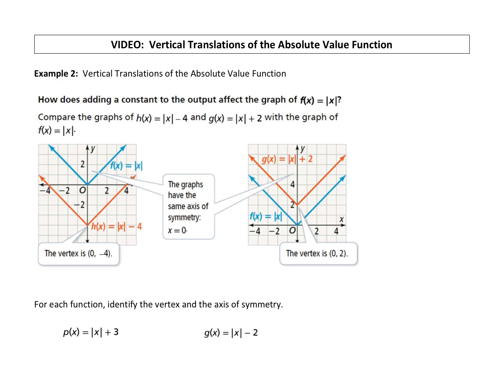All right, moving on, our next video, we're going to look at vertical translations of the absolute value function. And the question: how does adding a constant to the output affect the graph of f of x equals absolute value of x? So I have a quick little visual I'm going to show you, and then we'll come back to this conversation right here.